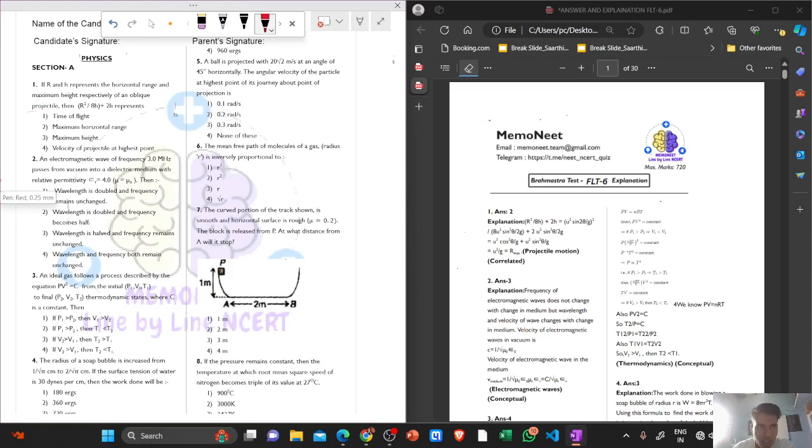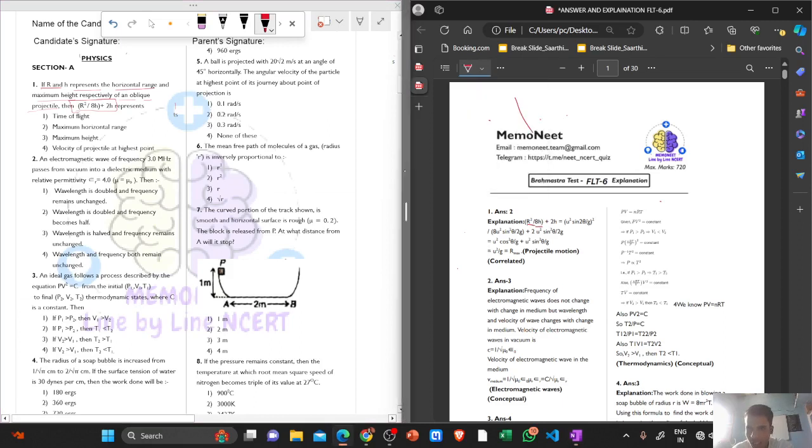Now, read the first question. If R and H represent the horizontal range and the maximum height, respectively, of an oblique projectile, we need to calculate the value of R square upon 8H plus 2X equals to. Here R represents your horizontal range and H represents your maximum height.